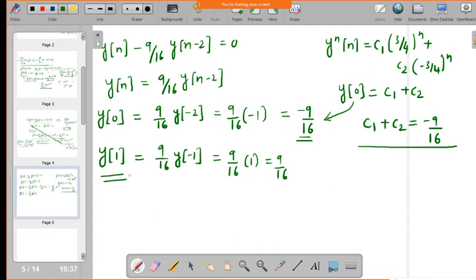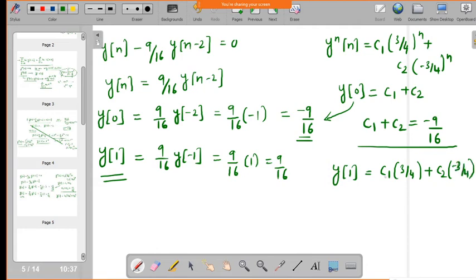Okay. So now put the value of y of 1 in the natural response equation, which is equal to C1 into 3 by 4, since n value is 1, plus C2 into minus 3 by 4.